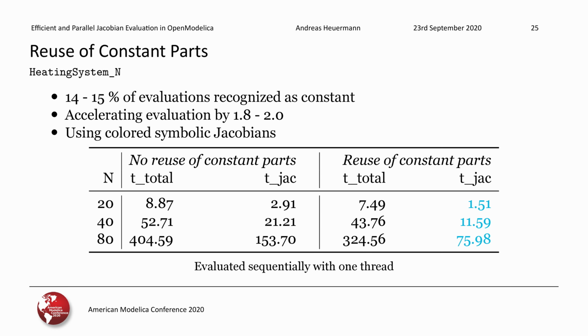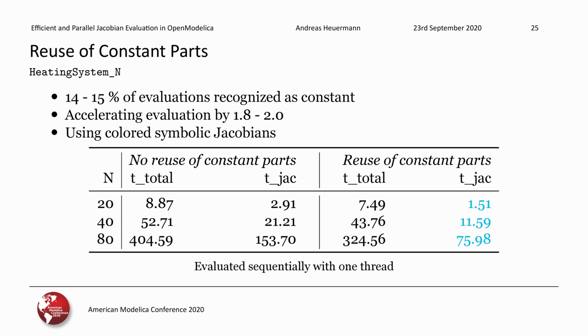We start with the reuse of constant parts for colored symbolic Jacobians. Test model heating system L has a lot of Jacobian evaluations, approximately 55,000 for n equals 20 and 190,000 for n equals 80. Around 50% of evaluations are recognized as constant, which are mostly simple trigonometric functions, but a huge number of them.